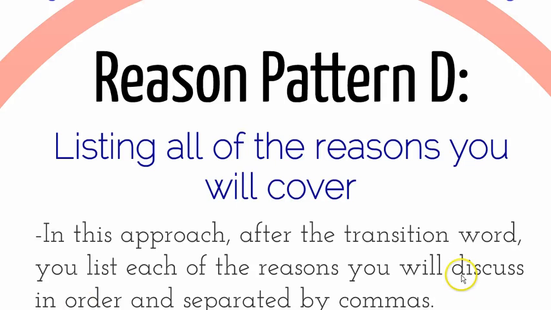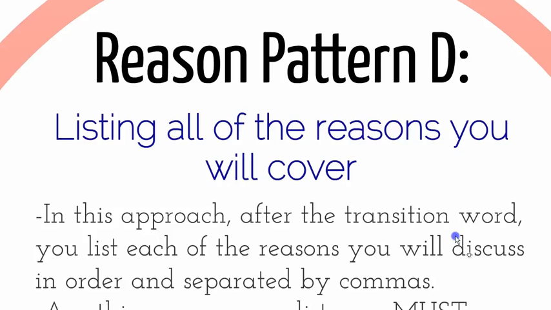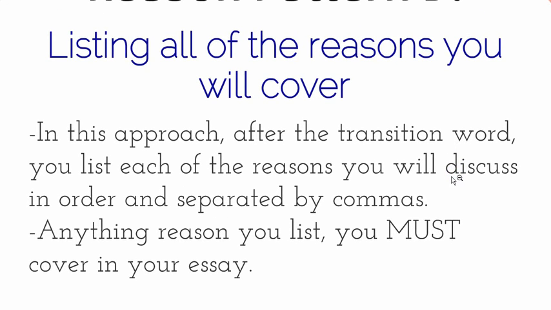So in this approach, after the transition word, you would literally just list each of the reasons you will discuss in the order that they're going to appear in your paper and separate them by commas. And same thing though, any reason you list, sorry about the typo there, teachers make mistakes too. Any reason you list, you must cover in your essay. You can't list and say you're going to talk about something and then not talk about it. So that's one thing you need to make sure you do with this one. Let's look at some examples.